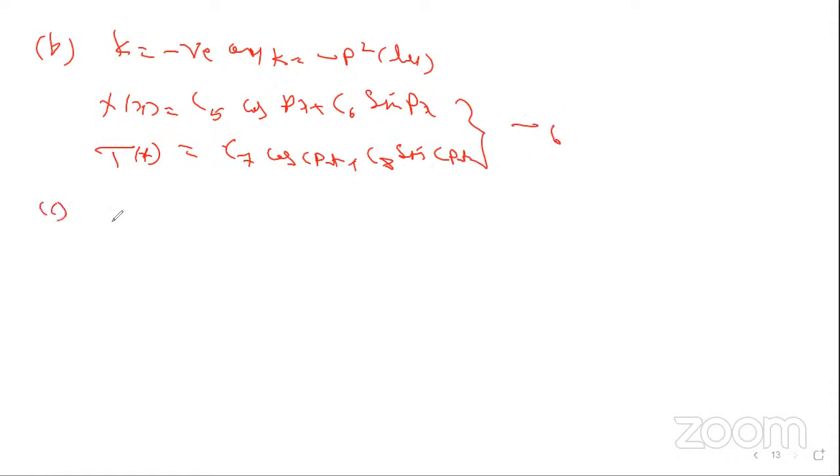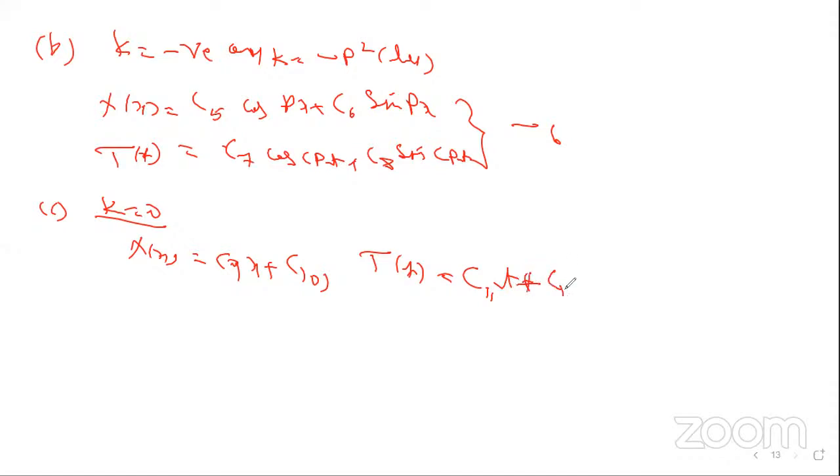Third bit, where k is equal to 0, then X of x equal to C9 x plus C10, and T of t equal to C11 t plus C12, equation number 7. Here C1, C2 are arbitrary constants.